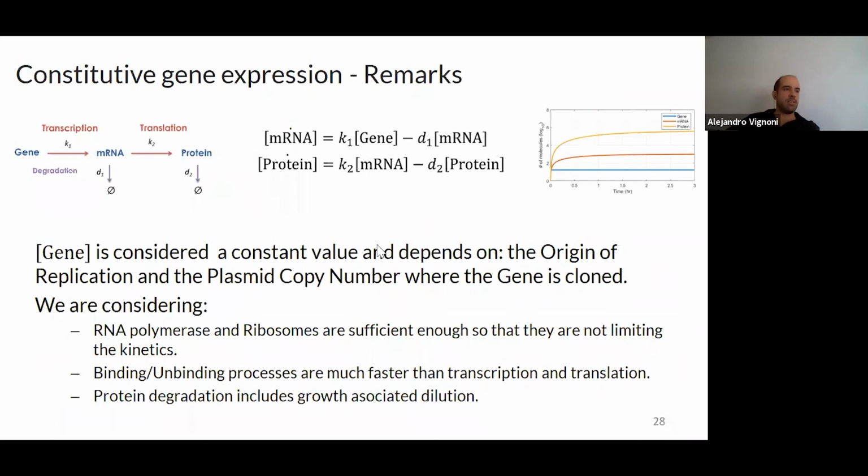So just final remarks of this part. From the reaction that we had here, we got the equations, and with these equations, we can get a simulation. Some small things. As I said before, the amount of genes is considered constant, and it will depend on the plasmid that we are using. But they are generally known values of how many copies of the plasmid are given by an origin of replication. And small things, RNA polymerase and ribosomes are considered sufficient, so they are not limiting in this process. It's a general assumption.